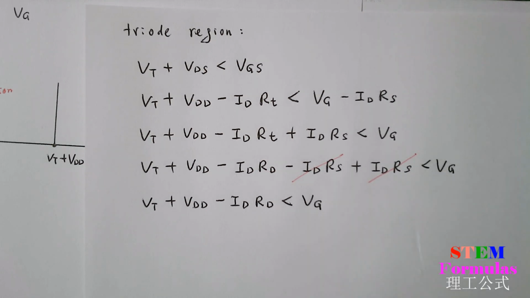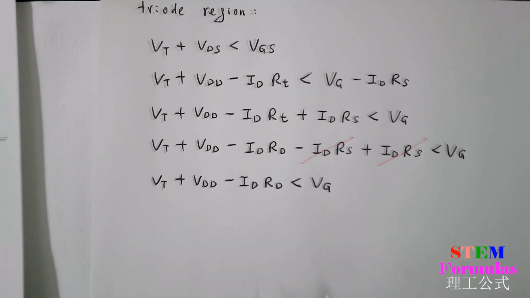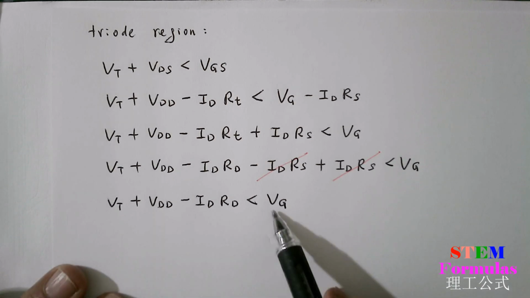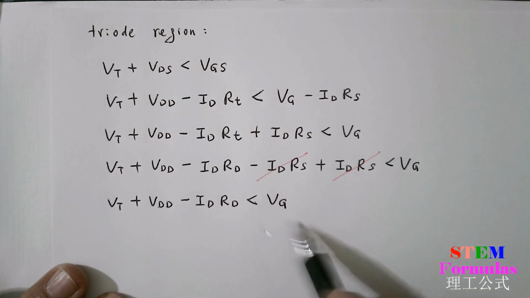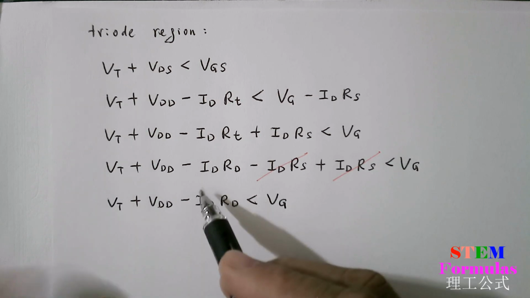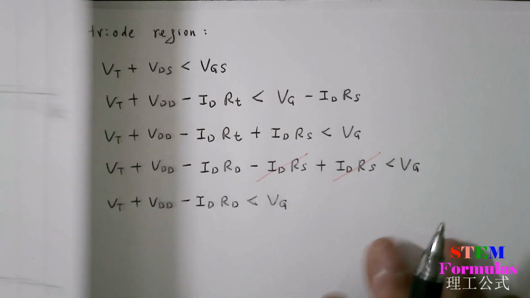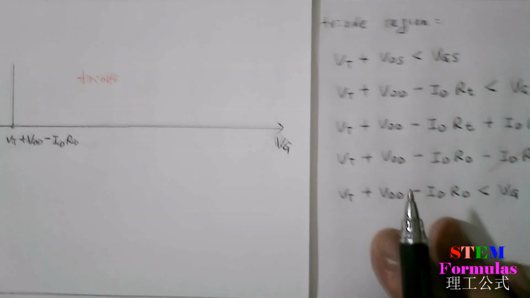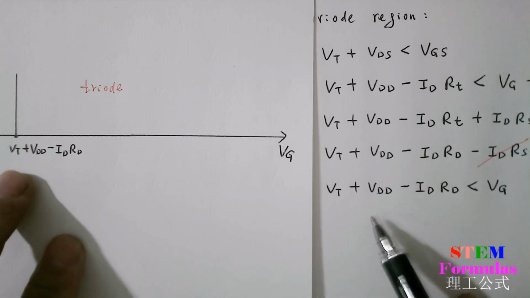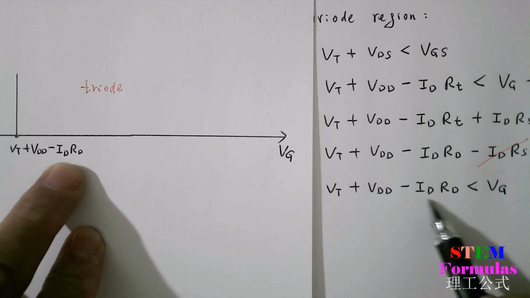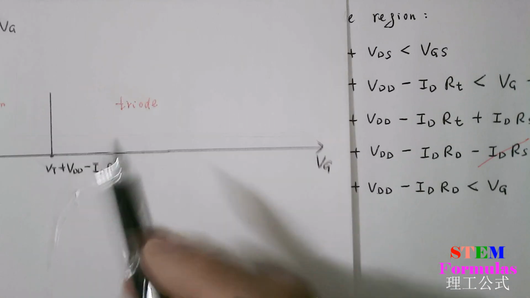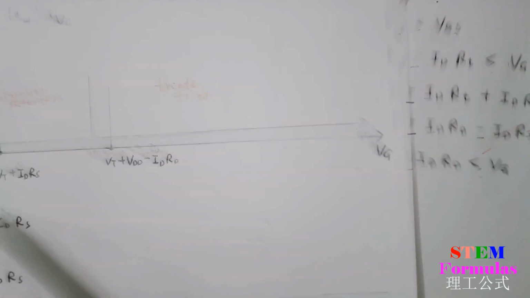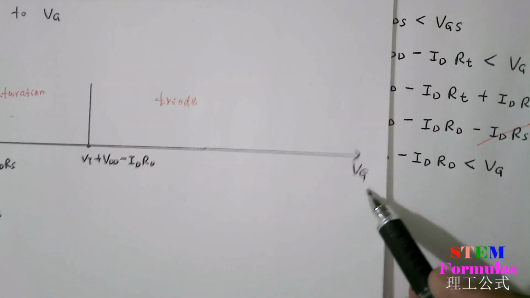Now, this is the condition on Vg if the Mosfet operates in the triode region. Vg must be greater than this value. So I put this value here: Vt plus Vdd minus Id Rd. Now I have the triode region, the saturation region, and the cutoff region, everything defined for the Vg value.